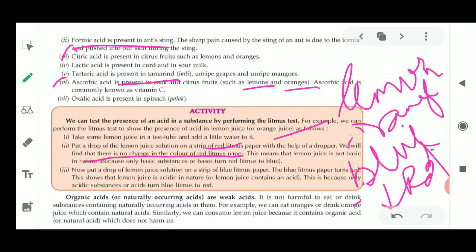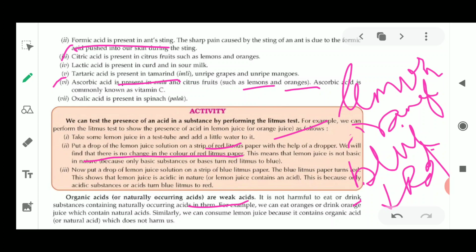Now next, organic acids are naturally occurring acids. They are weak acids. Why weak acids? What is the meaning of weak and strong acid here? Weak acid means they are less harmful. If we drink lemon juice or orange juice, is it going to harm us? Is it going to corrode our body? No, it is not going to corrode. It is very weak in nature, so it is not going to burn your skin.